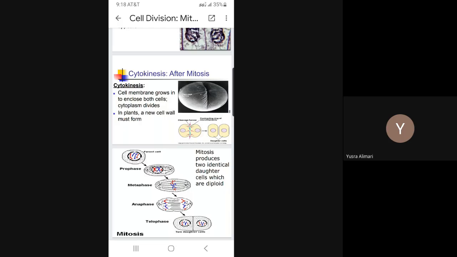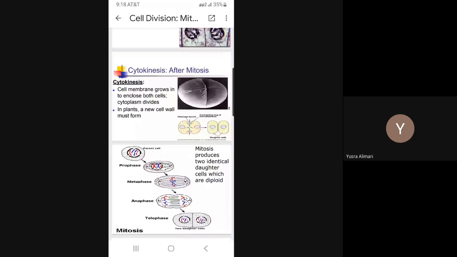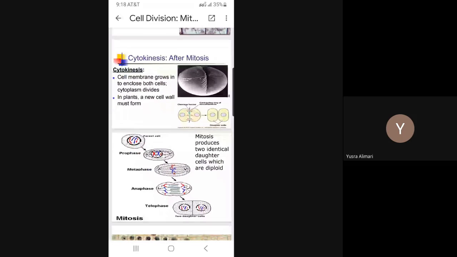So we had our original parent cell. In prophase, the nucleus disappears, the chromosomes start to bunch up and get thicker, and the little fibers start to form. In metaphase, everything lines up right down the middle of the cell. The fibers hook on and attach. Then in anaphase, the cell will pull the DNA apart onto either side of the cell. And then in telophase, the spindles disappear and the new nucleus starts to form on either side.